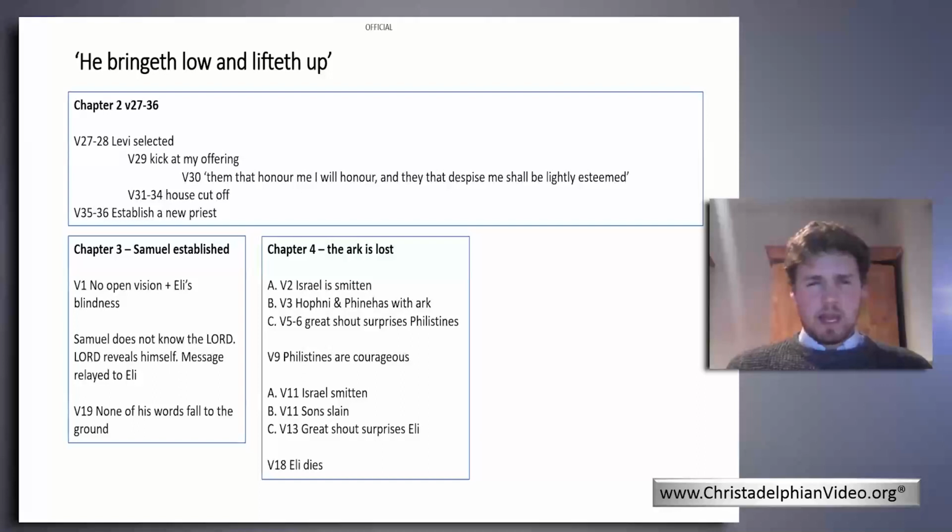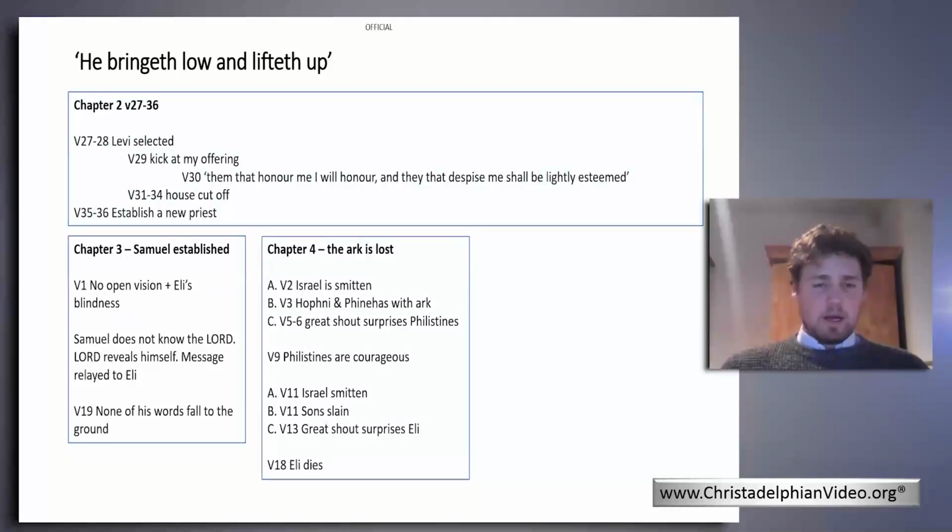And so we can see that we get this pattern of ABC, ABC, with the smiting of Israel, the ark which is being guided by Hophni and Phinehas, and then they are killed and the ark is taken. And then this great shout which surprises the Philistines or surprises Eli. And this chapter then leads to Eli dying and his house being almost wiped out.